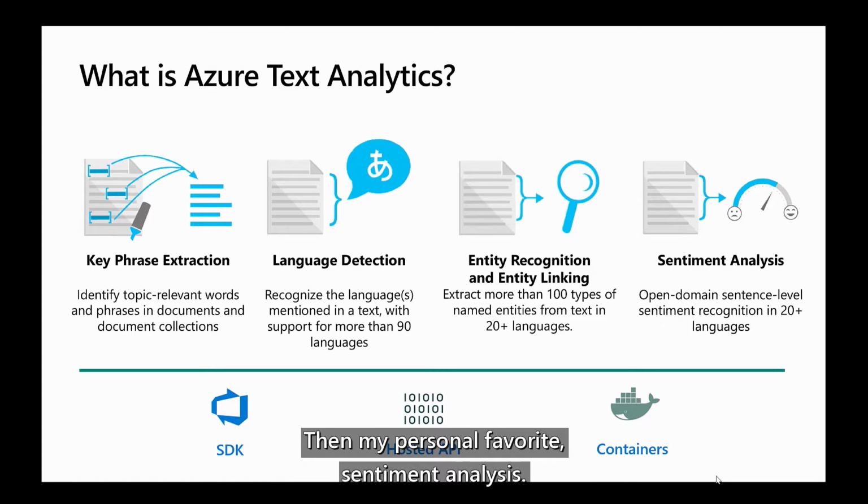So that's how it is. And then my personal favorite, sentiment analysis, right? And then there are sub offerings with each of these. So there is something called PII, right? Personally identifiable information. So PII detection and redaction, which is part of entity recognition. And then there is opinion mining, which is a part of sentiment analysis. So these give you more capabilities, and we'll see demos around it.